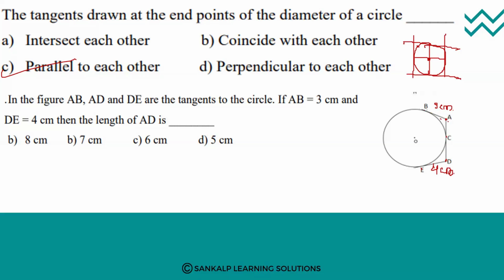If AB is 3 centimeter, then AC is also 3 centimeter. If DE is 4 centimeter, then CD is also 4 centimeter. Then AD is AC plus CD, right? AC value is 3 centimeter, CD value is 4 centimeter. So 3 plus 4 is 7 centimeter. So option B is right.